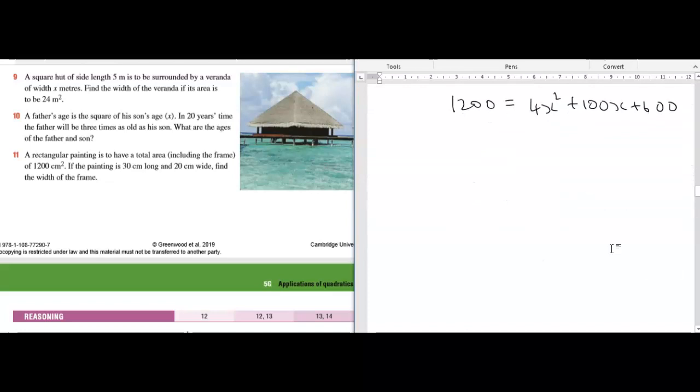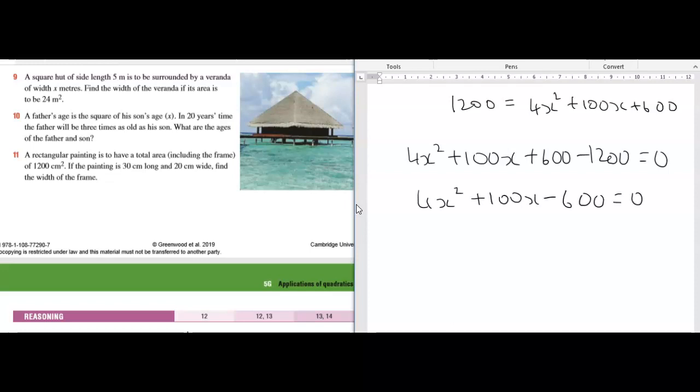All right, so let's put everything onto one side. So we've got the 4x squared plus 100x plus 600 minus 1200 equals 0. Okay, I'm going to divide everything by 4. Remember, this makes things a whole lot easier for us if we can take out a common factor. Obviously, we're dividing that by 4, but it just stays 0. And we get x squared plus 25x minus 150 equals 0.